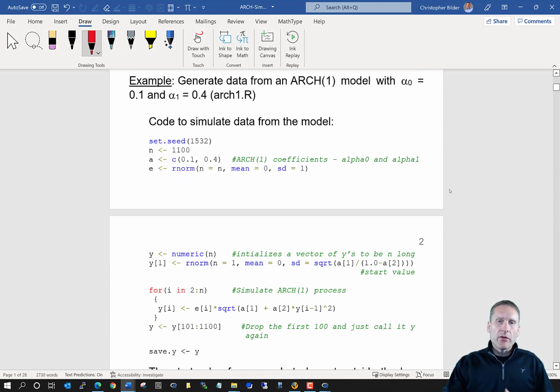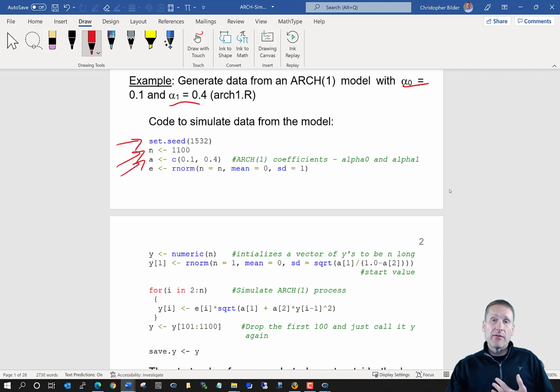Okay, so what we're going to do is generate data from an ARCH(1) model where alpha 0 is equal to 0.1 and alpha 1 is 0.4. Here's the corresponding code to simulate the data. We're going to approach this from a for loop standpoint, similar to what we've done in the past with an AR(1) model. I'm going to set a seed so I can reproduce my results. I'm going to simulate 1,100 different values from this ARCH model. Do note, though, that I will chop off the first 100 and just keep the last 1,000.